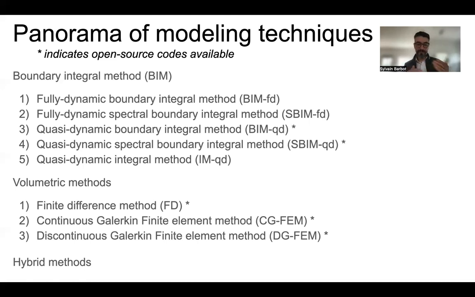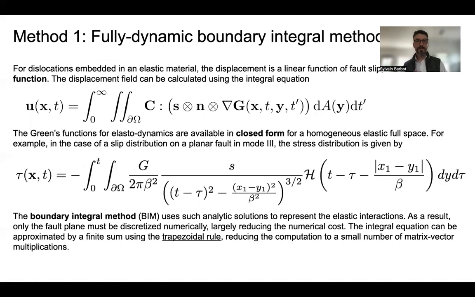So we're going to describe different examples of applications of these methods. So the first one that we want to describe here is the fully dynamic boundary integral method. So for dislocations that are embedded in elastic material, the displacement anywhere in the solid is a linear function of fault slip.